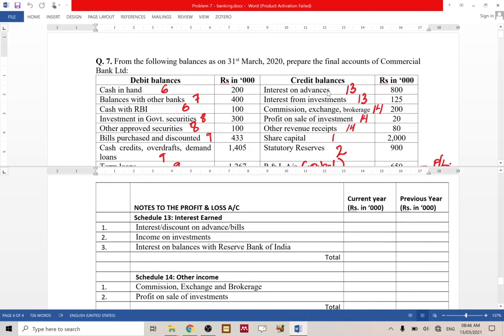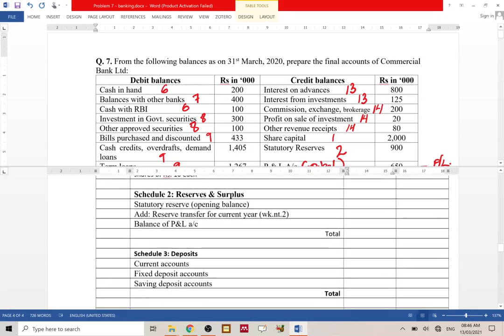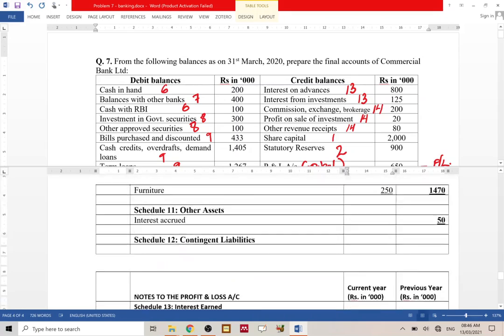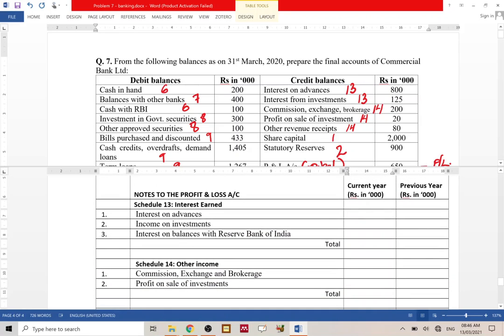So let's look at these other items over here. Now in the notes to the profit and loss account, the first one that we have is interest on advances. Okay, so interest on advances, just clear this over here. The amount for interest on advances, if it is a direct amount, we will write it in the outer column, if not in the inner column. This will be the current year column, since we don't have any previous year's figures as we have done earlier, and this is the inner column.